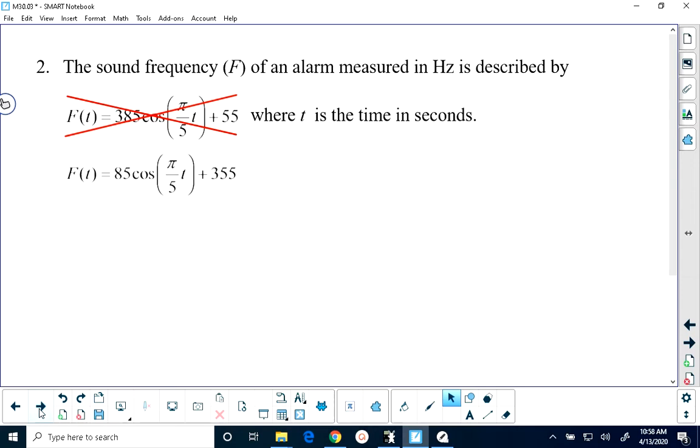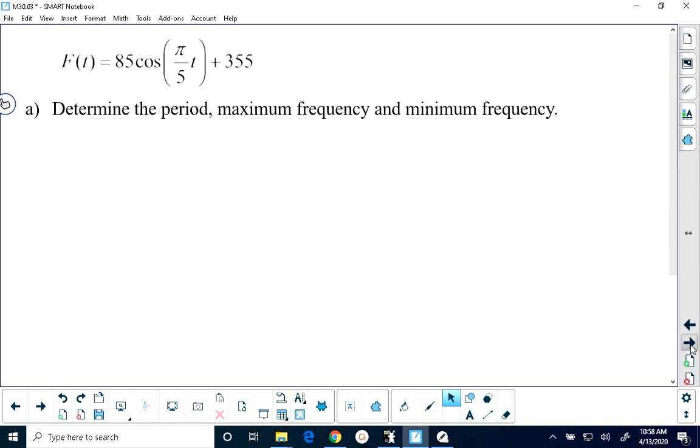What this question is about is an alarm, and when the alarm sounds, the frequency oscillates up and down between 2 values following that function: 85 cos pi over 5t plus 355, where f is the frequency in hertz, the frequency of the sound, and t is the time in seconds. The first thing that you were asked to do is to determine the period, minimum frequency, and maximum frequency.